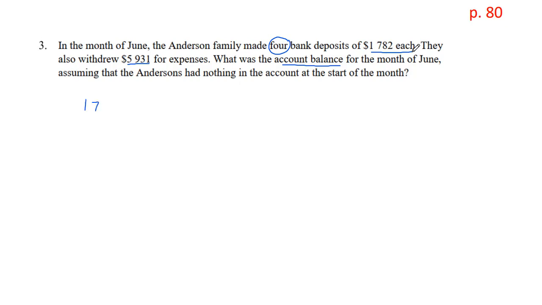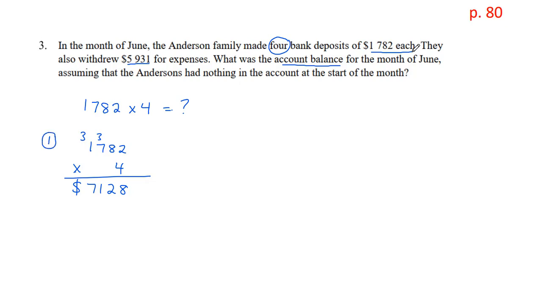So we're going to say 1,782. And there's 4 of those. So let's determine what that is first. 1,782 times 4. 4 times 2 is 8. 4 times 8 is 32. 4 times 7 is 28. Plus 3 is 31. And 4 times 1 is 4, plus 3 is 7. So 7,128 deposited. But then they made a withdrawal.